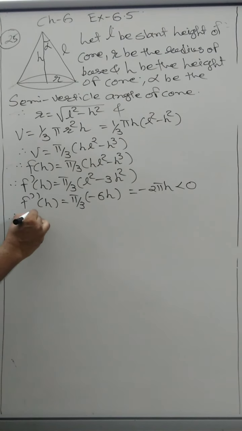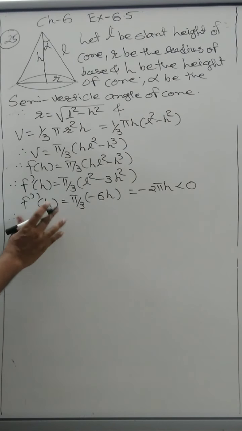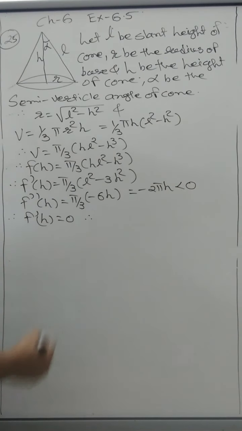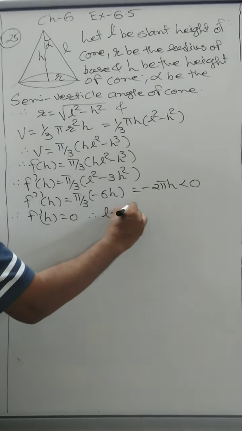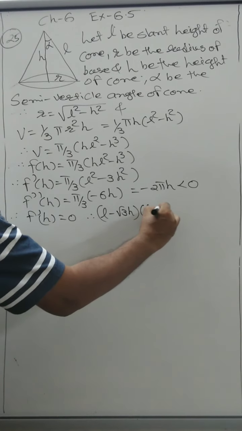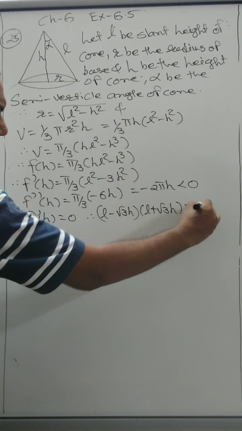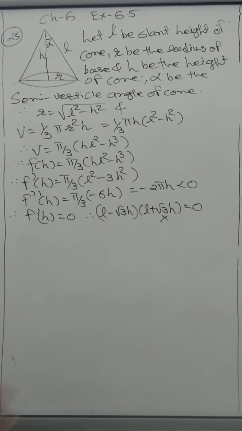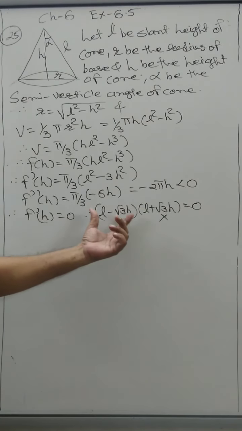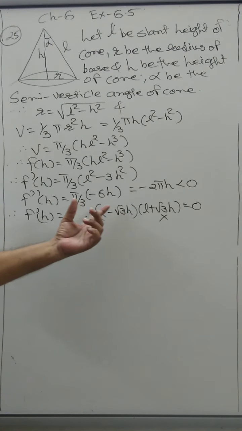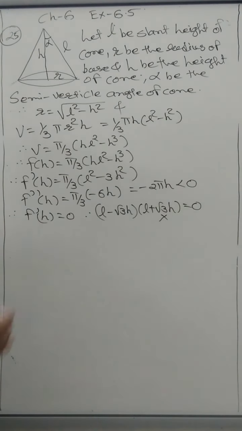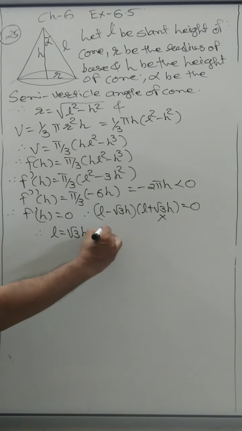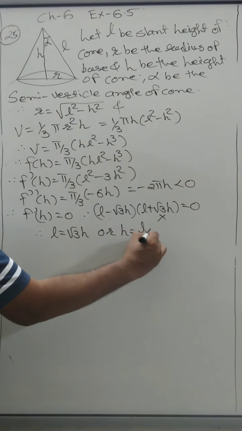Therefore, first we find f dash h equal to 0. It means (L minus root 3 h)(L plus root 3 h) will be 0. Now here, L plus root 3 h is not acceptable because the value of L or h would be negative. So the only accepted value is L minus root 3 h equal to 0. So therefore, L is equal to root 3 h, or h equal to L upon root 3.